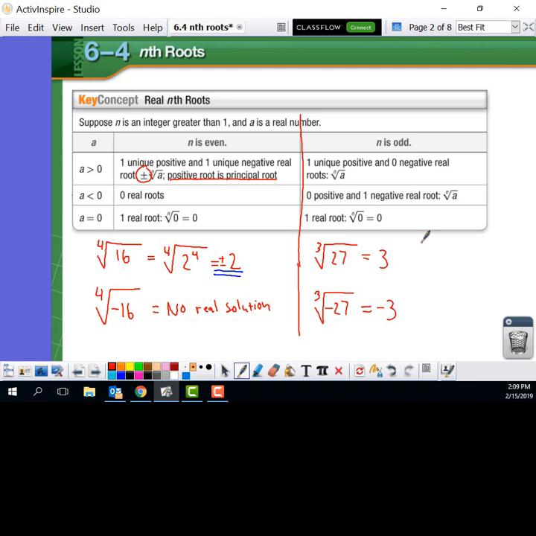Because if you think about it, if we do negative 3 to the third power, that would be negative 3 times negative 3 times negative 3.